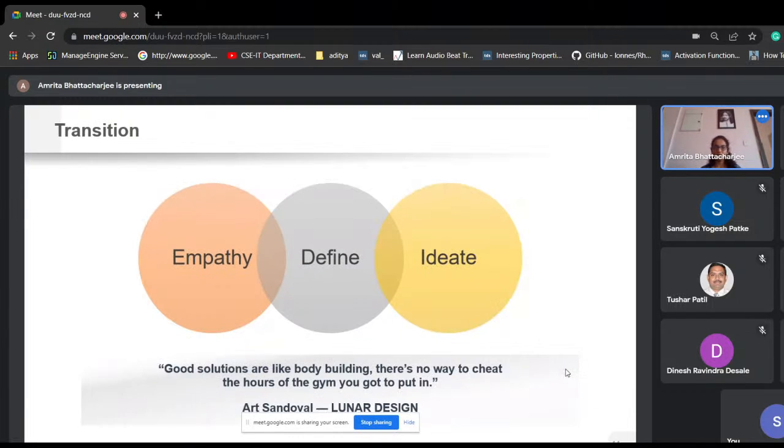And then after defining the problem statement, we move towards the ideation phase. In the ideation phase, again, as it is said, good solutions are like bodybuilding. There's no way to cheat the hours of the gym. You've got to put in the work.